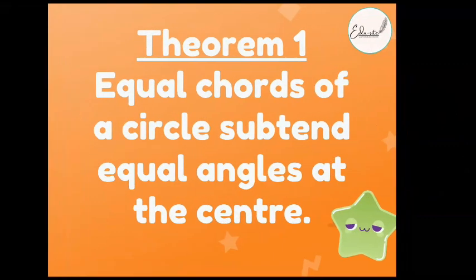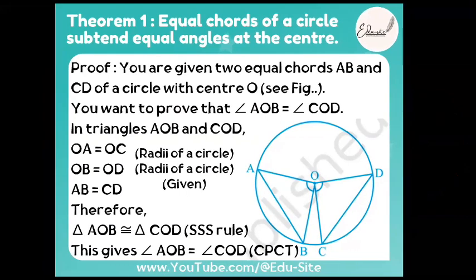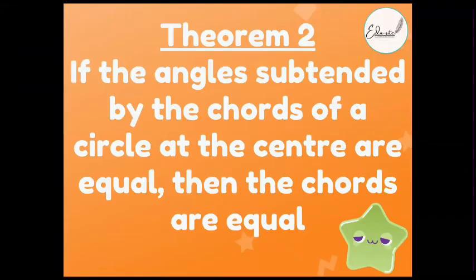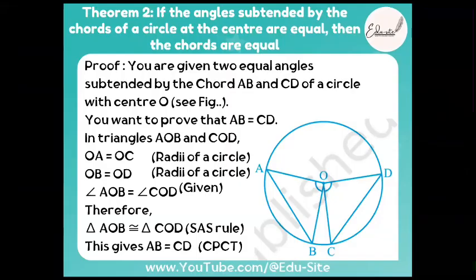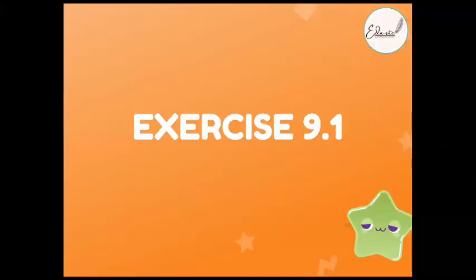Theorem number 1, we have to prove theorem number 1. It is by the SSS postulate. That's all. The congruency you have to prove in two triangles. And then theorem number 2 states that if angles subtended by the chords at the center of the circle are equal, then the chords are equal. Just the converse of the first theorem, right, beta? So which rule did we apply? The SSS postulate, the same as the previous one. It was very easy, correct?